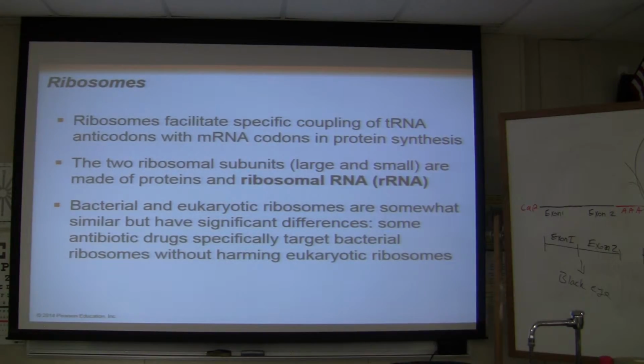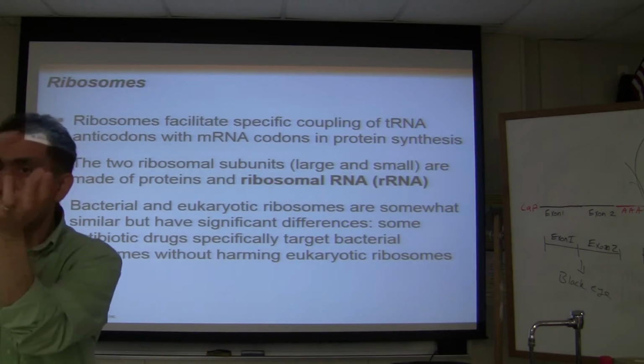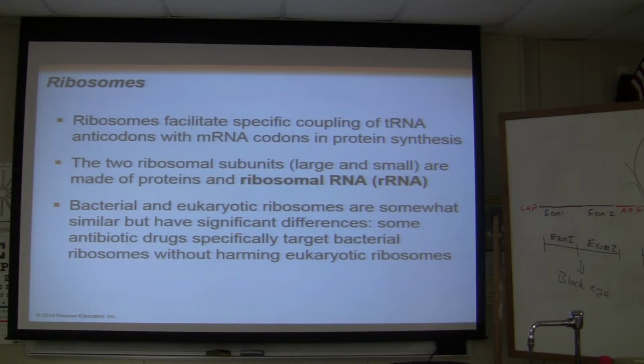So ribosome, here we go. Ribosomes facilitate specific coupling of tRNA anticodon with mRNA codons in protein synthesis. The two ribosomal subunits, large and small, are made up of protein and ribosomal RNA, rRNA. rRNA, Brian, you asked me earlier, is an RNA that goes inside of the ribosome. You have a small unit on top and a large unit on the bottom, and rRNA monitors the whole protein synthesis to some extent. Bacterial and eukaryotic ribosomes are somewhat similar but have significant differences. Some antibiotic drugs specifically target bacterial ribosomes without harming eukaryotic cells.